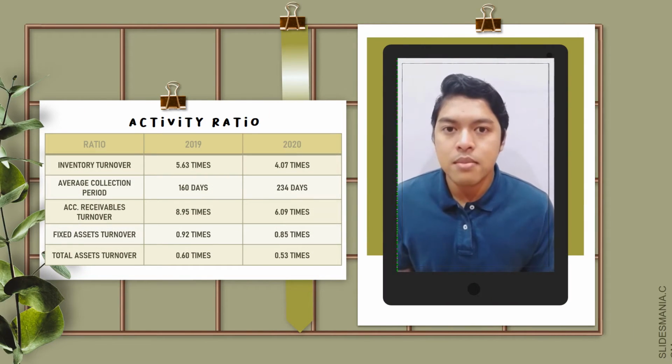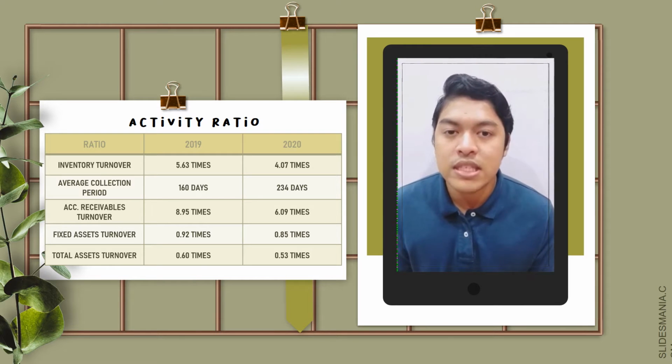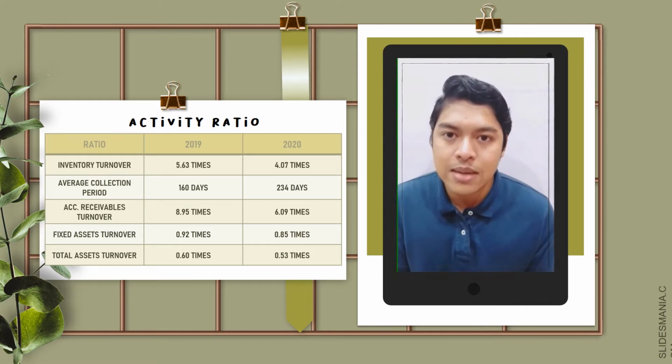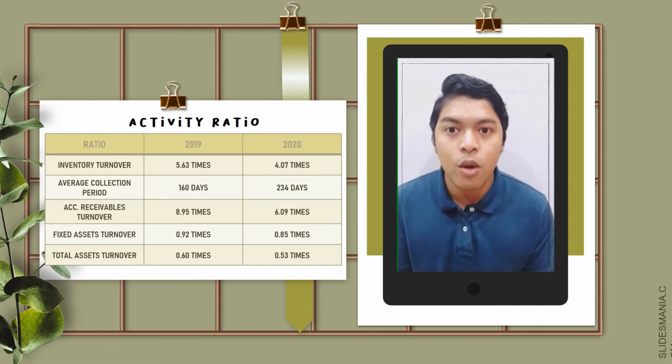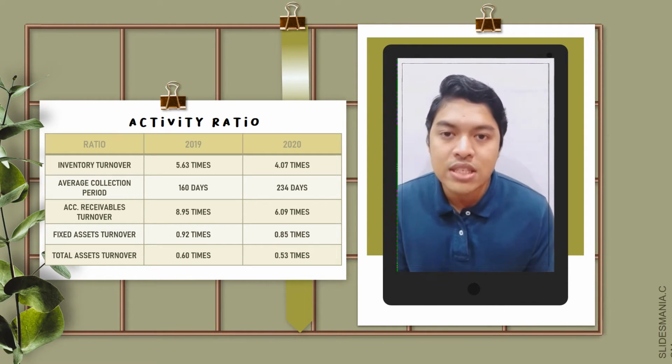Next, I will explain about the analysis of activity ratios. Firstly, the inventory turnover of the company in year 2020 is 4.0 times, which is lower than year 2019, which is 5.63 times. It indicates that the company is unable to utilize its inventory to generate sales in year 2020 compared to year 2019. Secondly, the company is also inefficient in collecting back its debts because it took a longer time to collect from customers compared to year 2019.